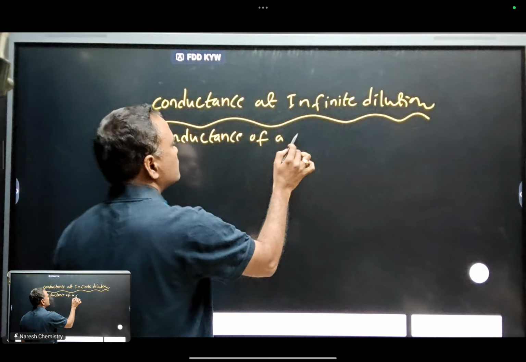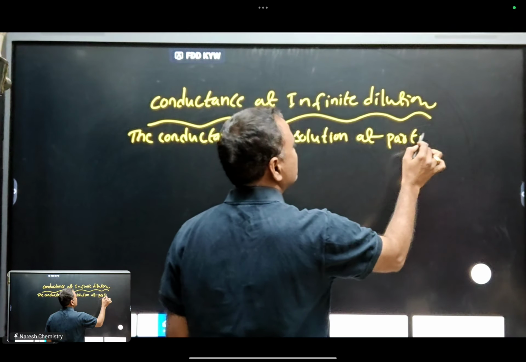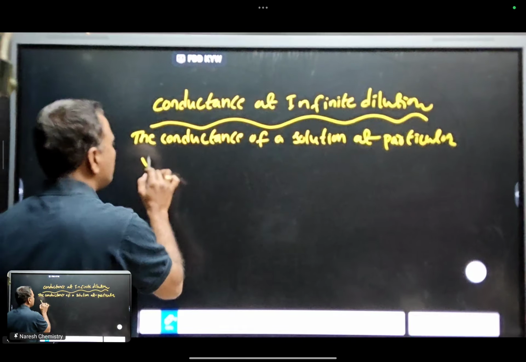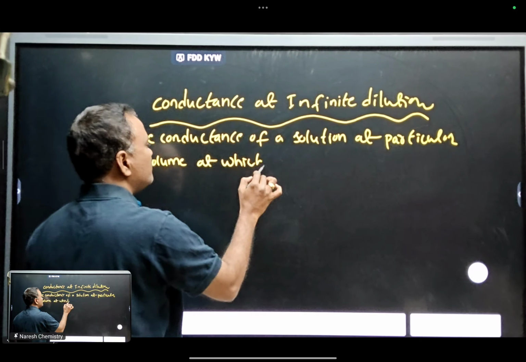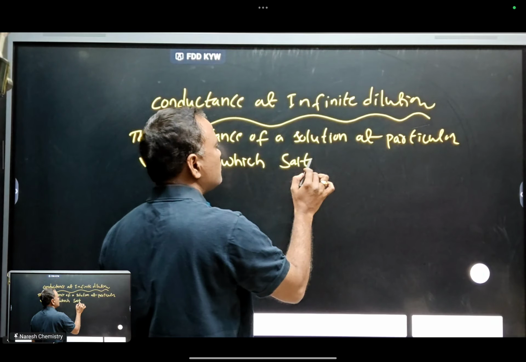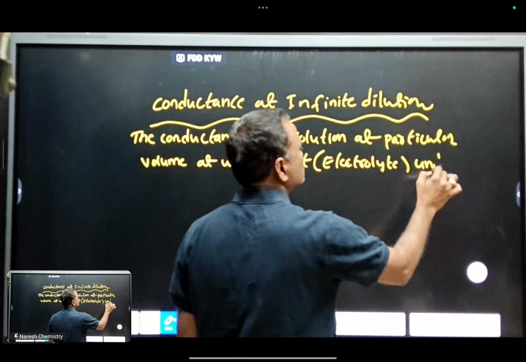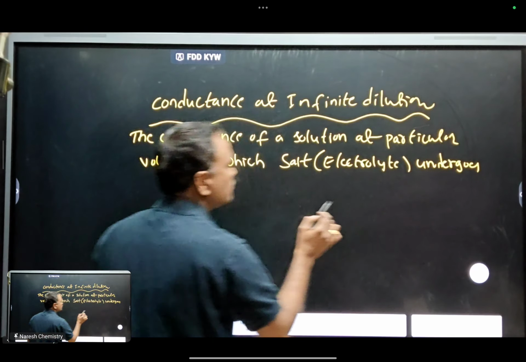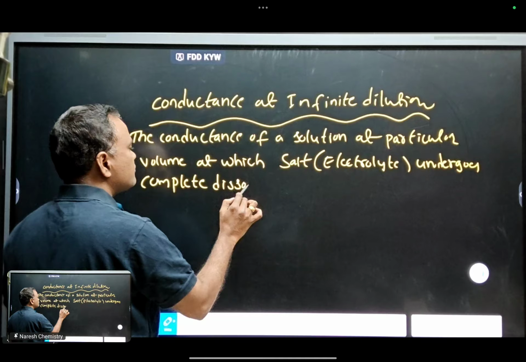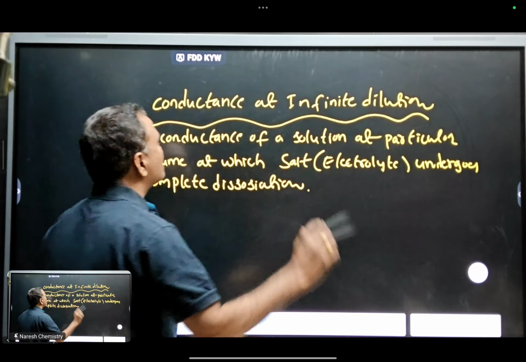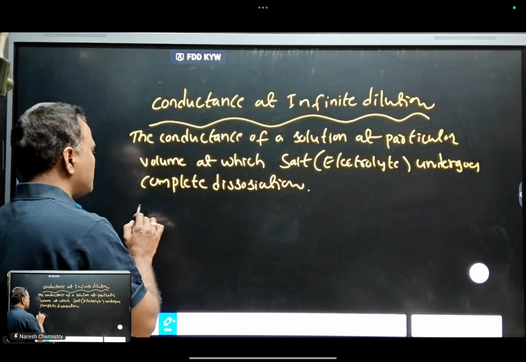The conductance of a solution at a particular volume at which the salt or electrolyte undergoes complete dissociation is called conductance at infinite dilution. Salts are also called electrolytes. What is the symbol?